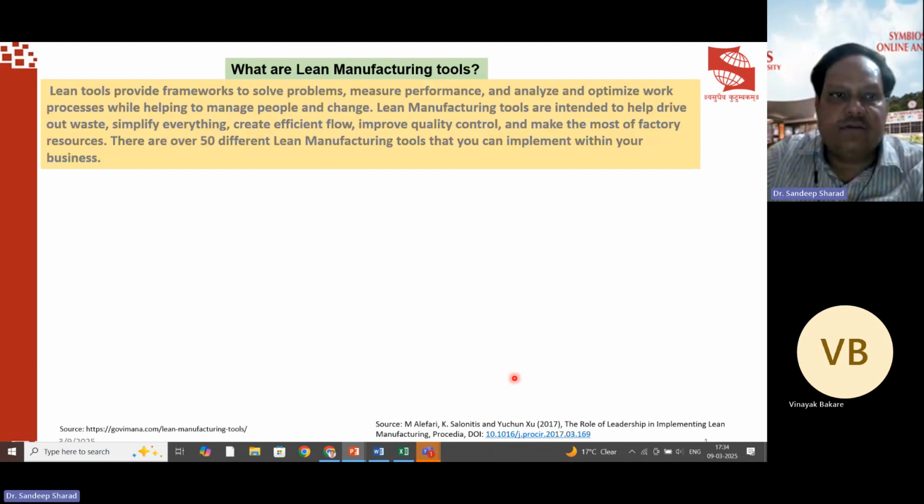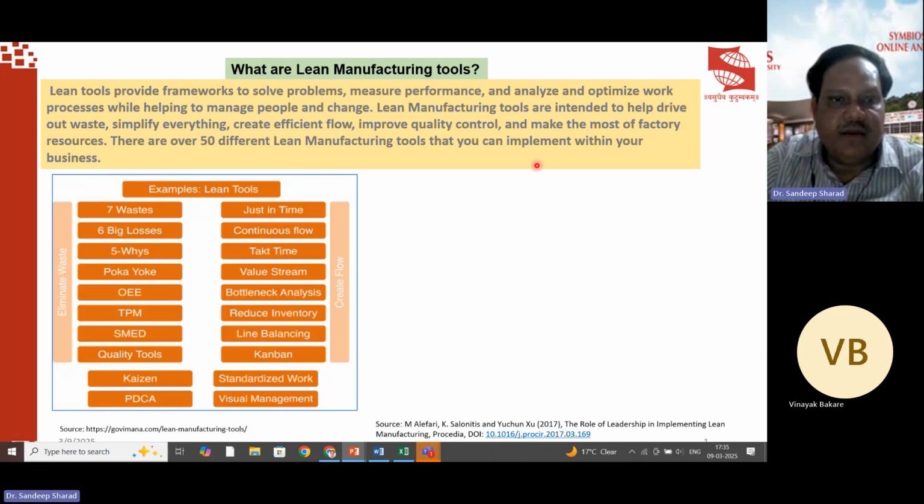What are the lean manufacturing tools? Lean tools provide the framework to solve problems, measure performance, and analyze optimized work processes while helping to manage people and change. Lean manufacturing tools are intended to help drive out waste, simplify everything, create efficient flow, improve quality control, and make the most of factory resources. There are over 50 different lean manufacturing tools that can be implemented within different businesses. Examples of lean tools: 7 wastes, 5S, big losses, 5 Whys, PDCA, OEE, TPM, SMED, quality tools, Kaizen, PDCA, just in time, continuous flow.